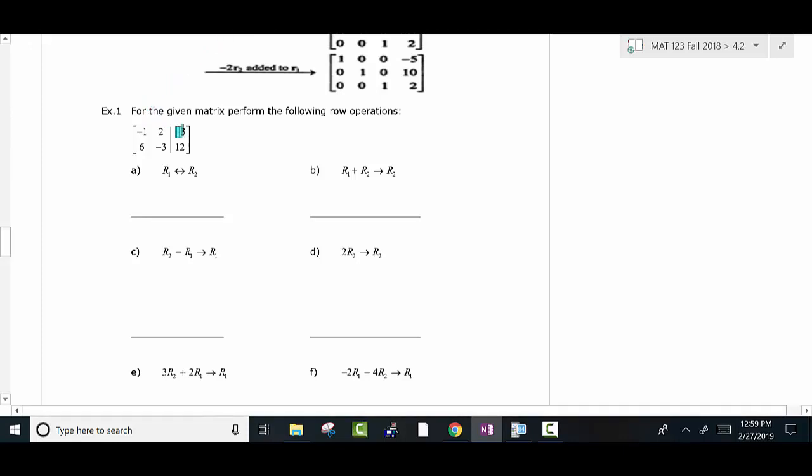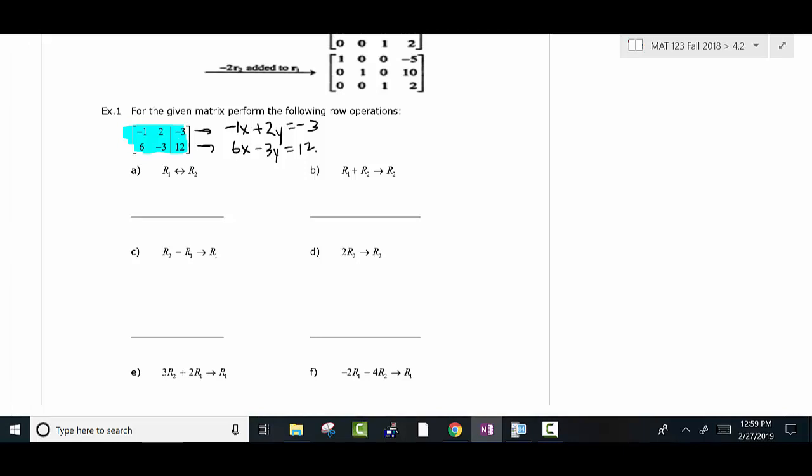Okay, so I'm giving you this augmented matrix. One thing that I want you to write down on this is that this would really mean this. The system of equations would be negative 1x plus 2y equals -3. The second one would be 6x minus 3y equals 12. I do want you to write that down because that's what the matrix represents, the system of equations. Okay, so that's what that is.